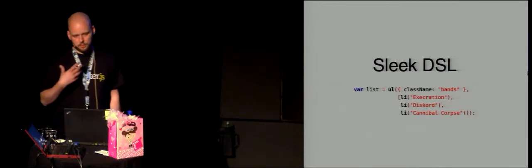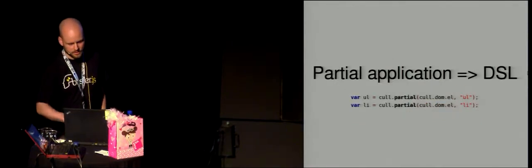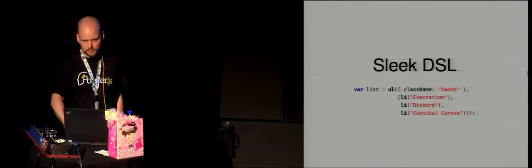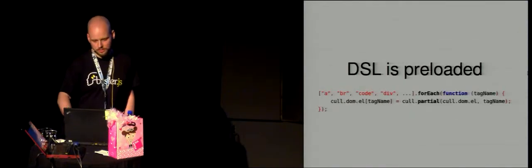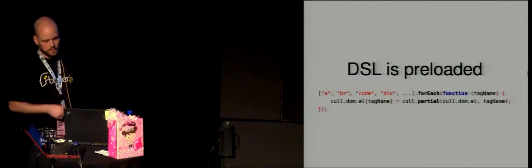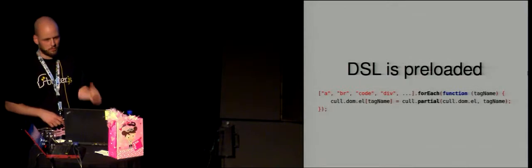So because we ended up using this in many places, we realized that we didn't want to do this and recreate the DSL all over the place. So the library itself also bundles the DSL. So we just enumerated all the tag names that we use the most, did a for each, and inside that, we just produced the new functions.